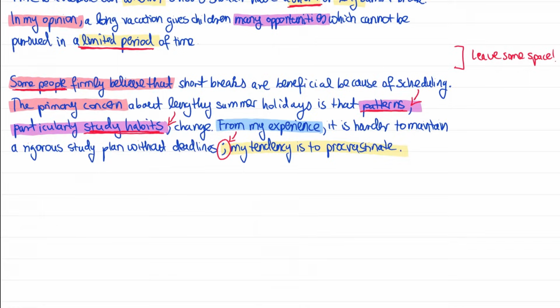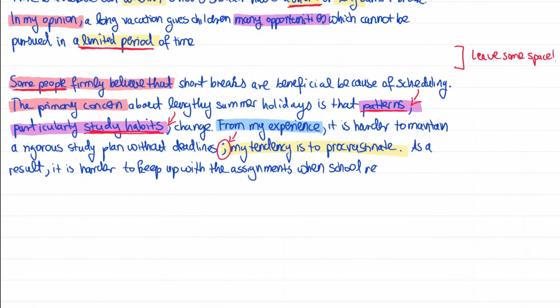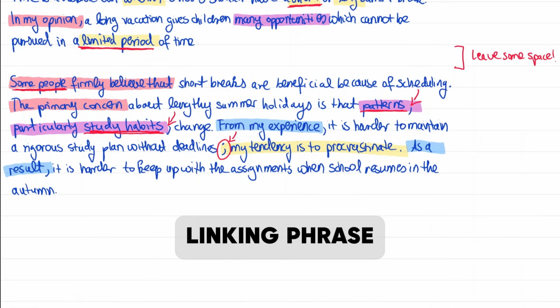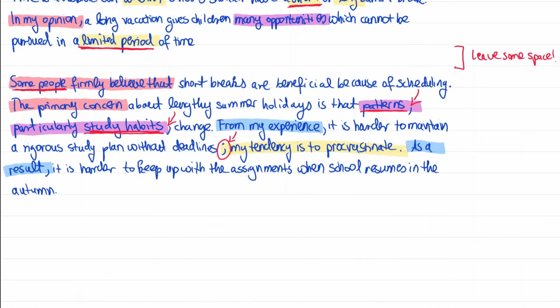Let's write one more sentence. As a result, it is harder to keep up with the assignments when school resumes in the autumn. "As a result" is another excellent linking phrase to show how the ideas relate. The reader knows that the following happens because I procrastinated. That example is good, but you should add two to support each side of a discussion question. So let's give another example.